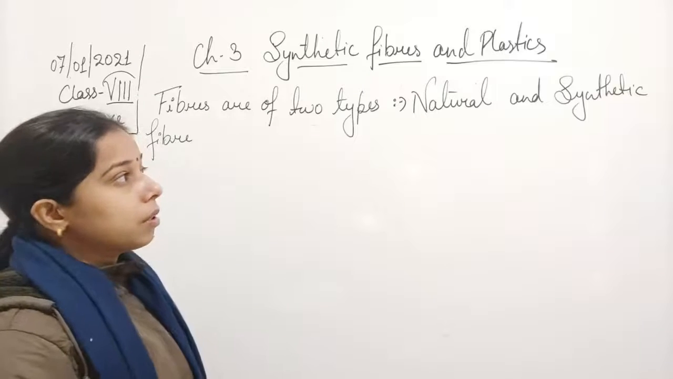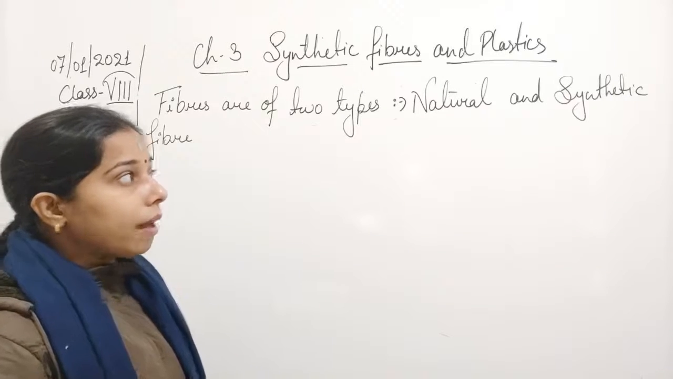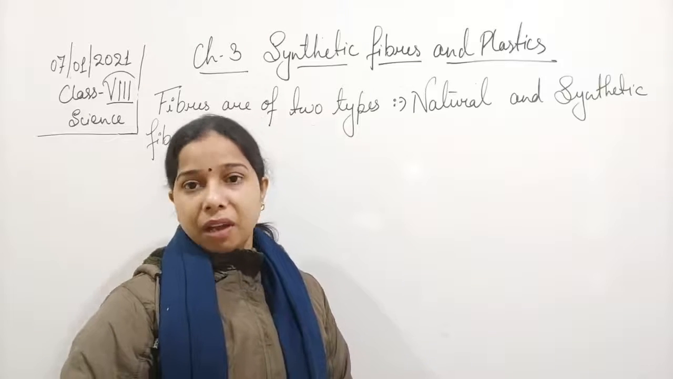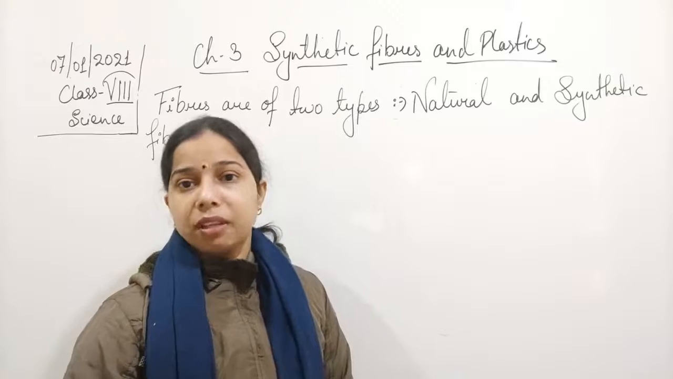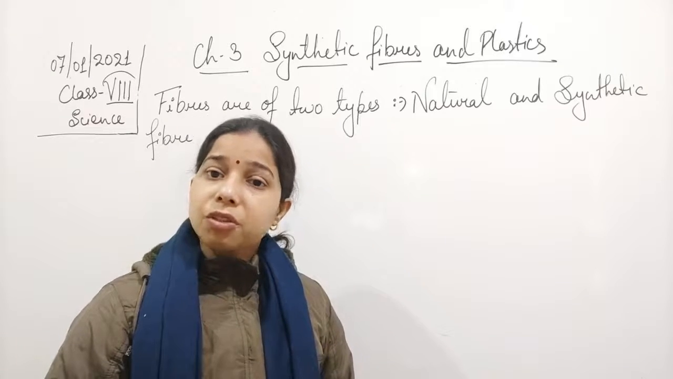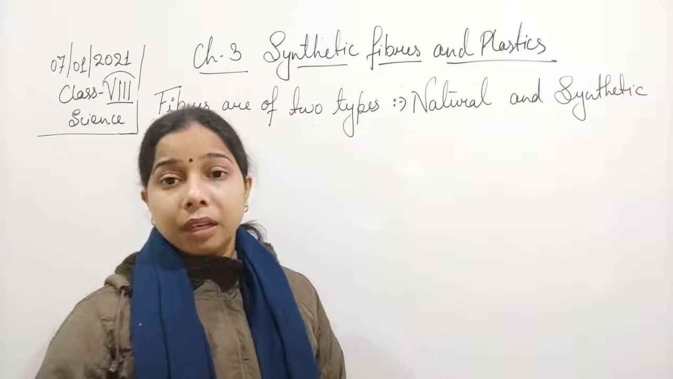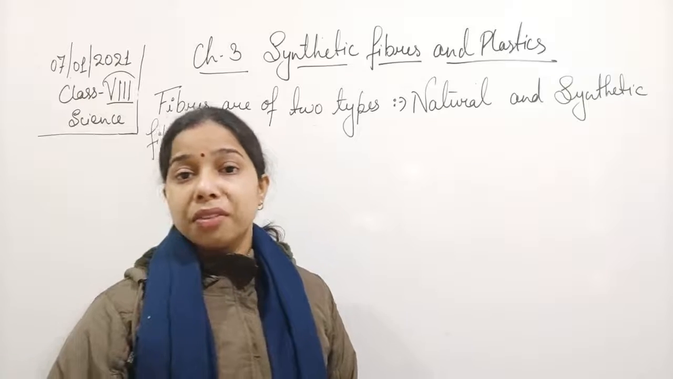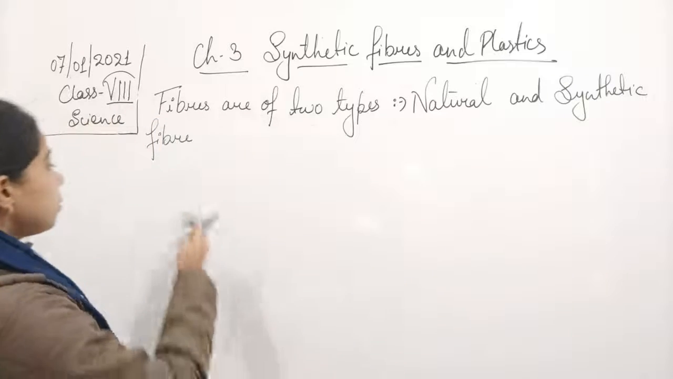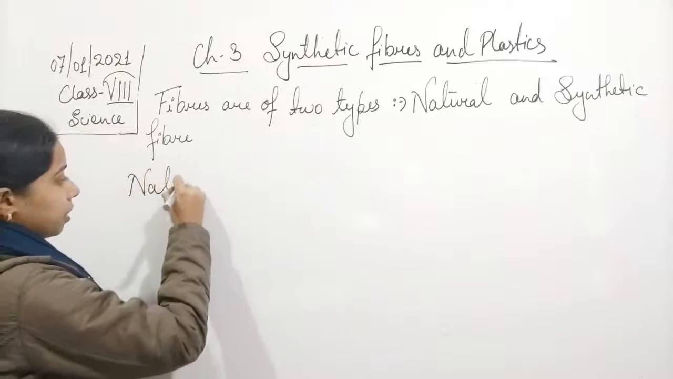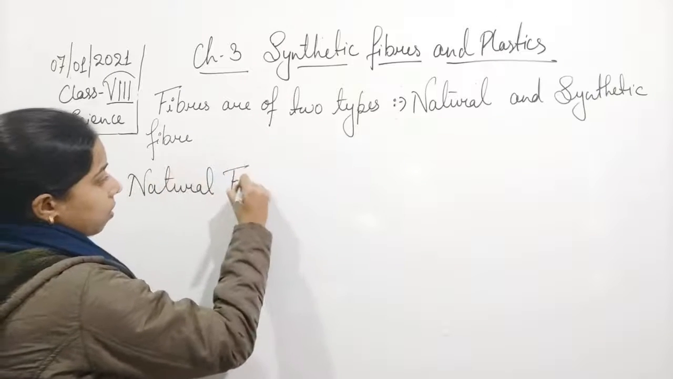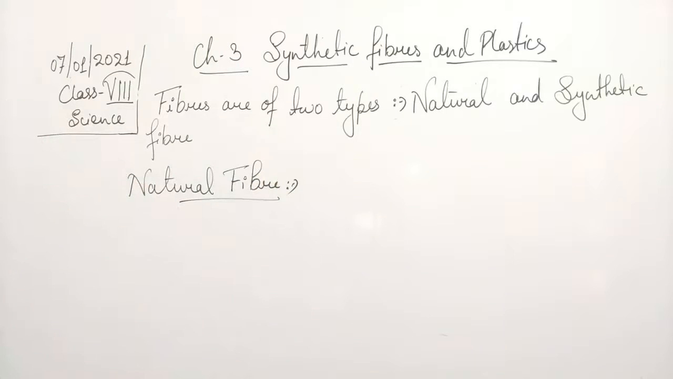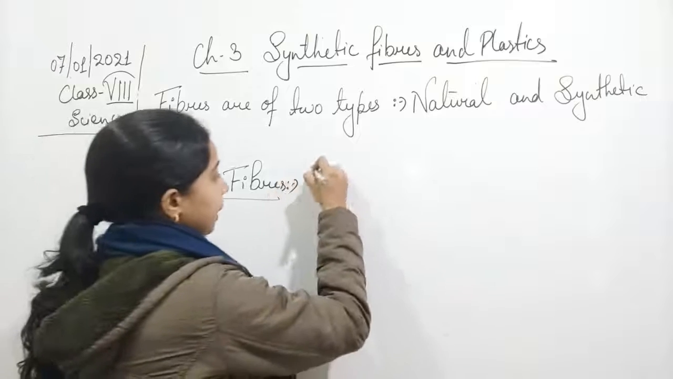So now you see, students, if we talk about the natural, by the name itself it is explaining that it is a fiber which is obtained from nature. Obtained from nature, it means which one is obtained either from plants or from animals. So we can write it. Natural fiber, first one. Natural fibers.